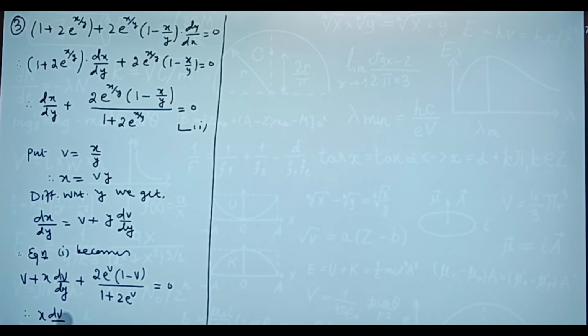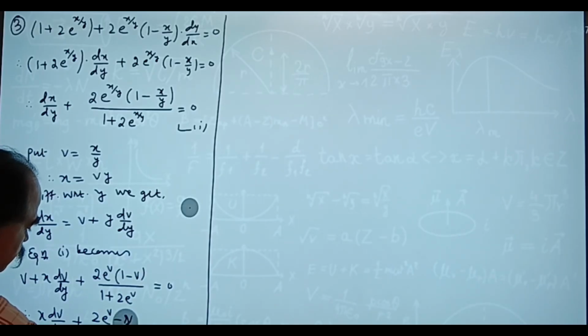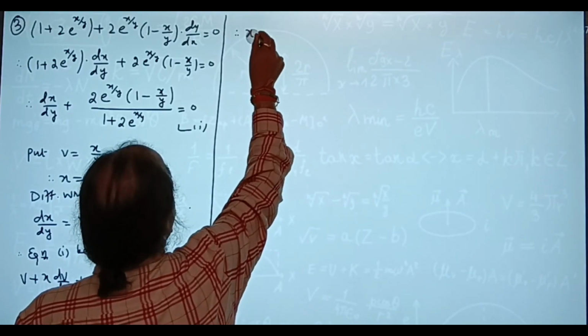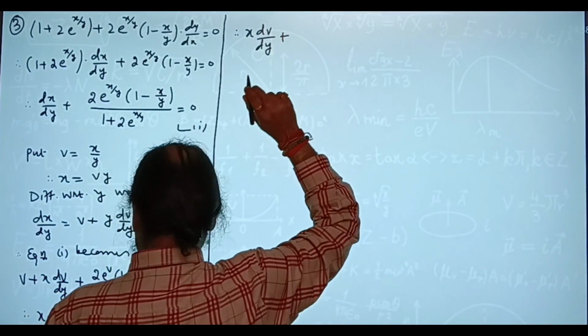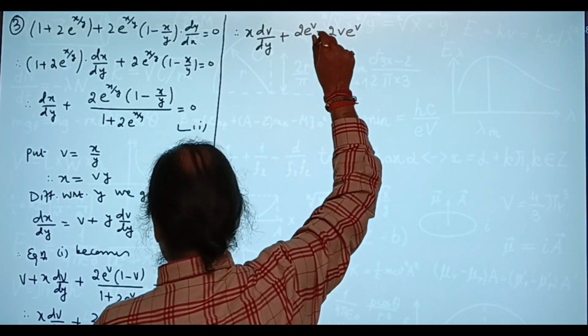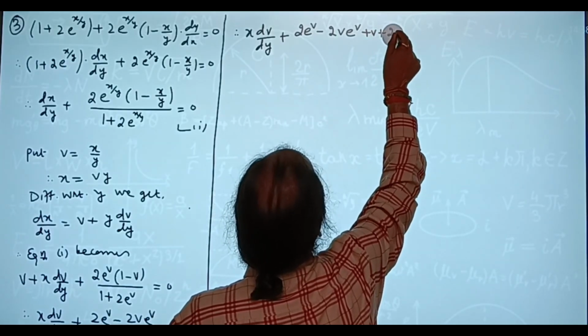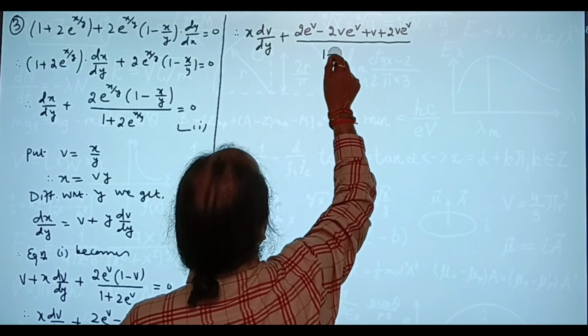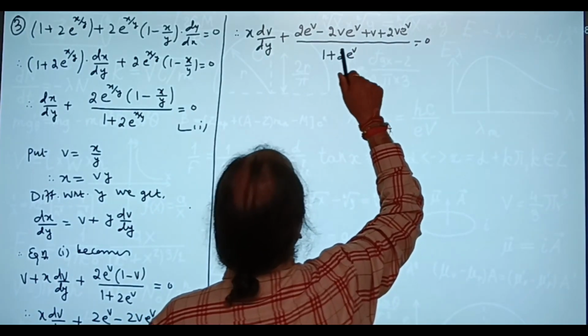Therefore, x dv by dy plus 2 e raised to v minus v 2v e raised to v upon 1 plus v, take LCM, x dv by dy plus 2 e raised to v minus 2v e raised to v plus v plus 2v e raised to v upon 1 plus 2 e raised to v is equal to 0.